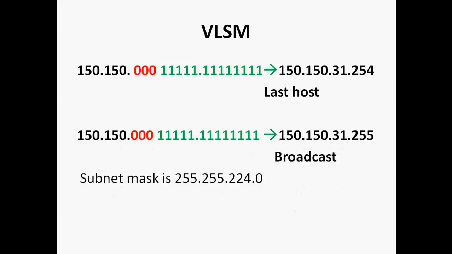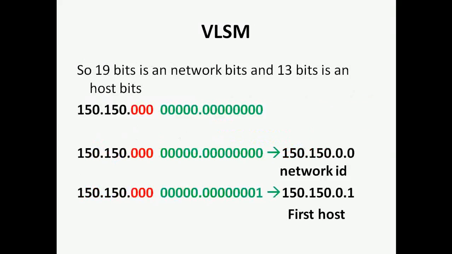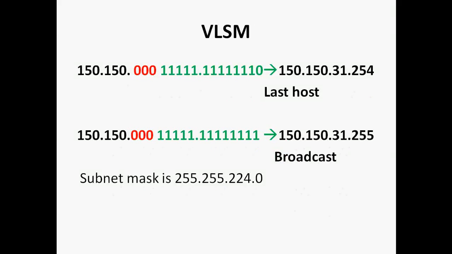Next one, the last host. To find the last host, all the host bits should be 1 except the last octet's last bit, which should be 0. You will get the last host. So here 150.150. Here the green color 1111 indicates the corresponding decimal values.